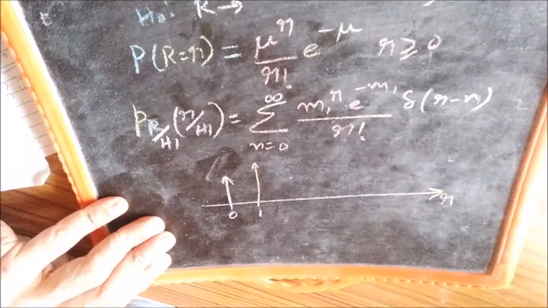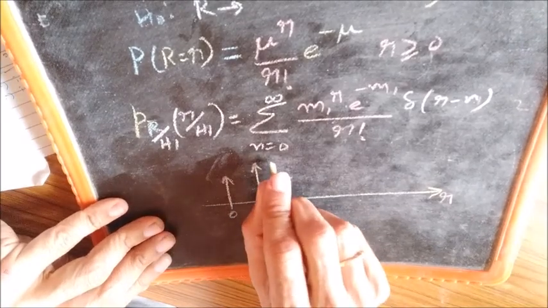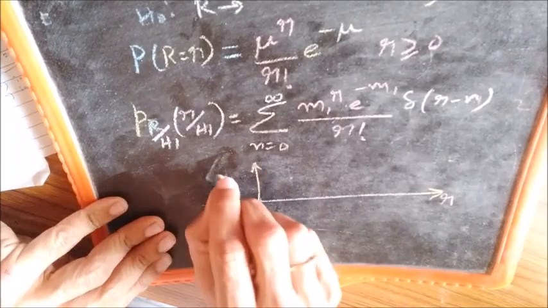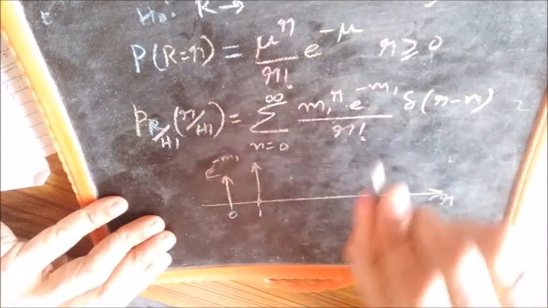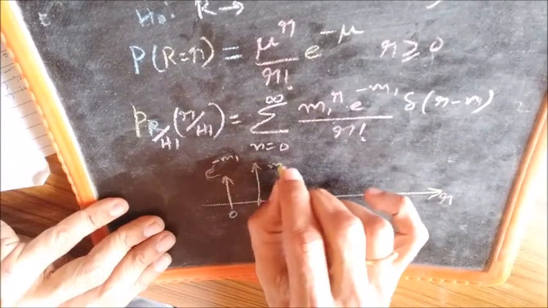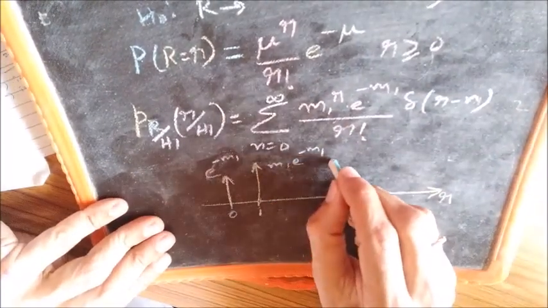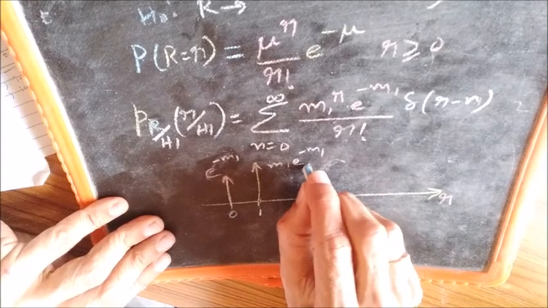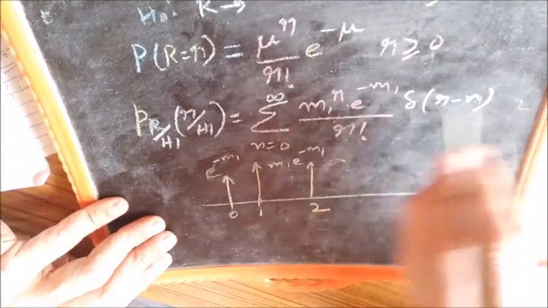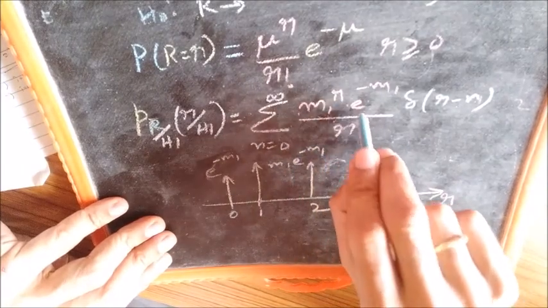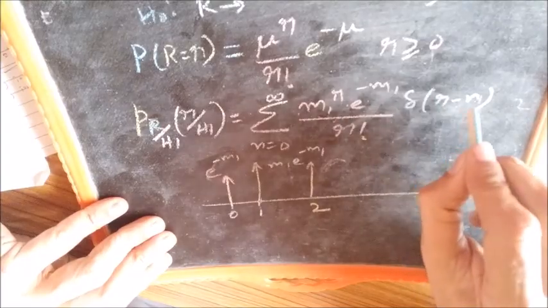So we are just plotting it now for different values of R. The strength of this impulse was e power minus m1. The strength of this impulse will be m1 e power minus m1, and so on and so forth. So if I have to show one more here, when R is equal to 2, when you open the series, m1 square e raised to minus m1 by 2 factorial delta 2 minus n.